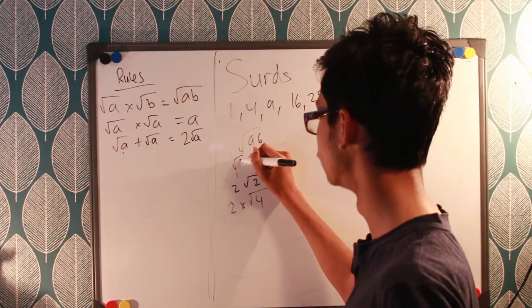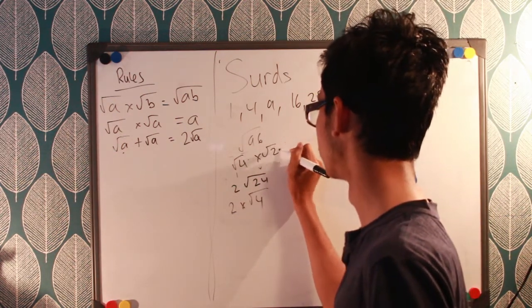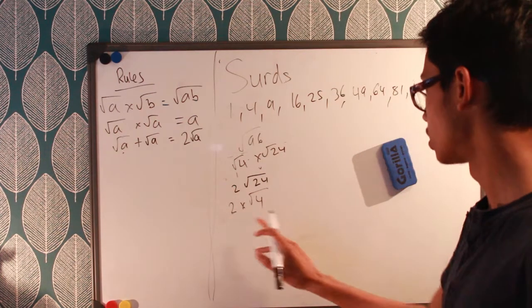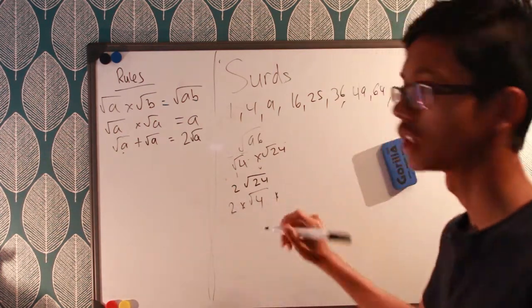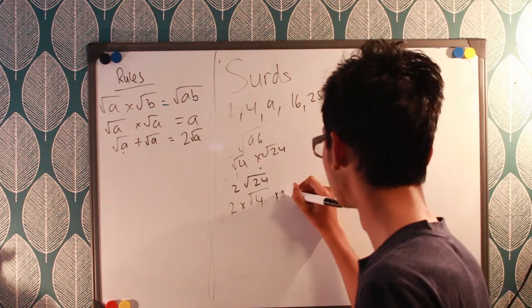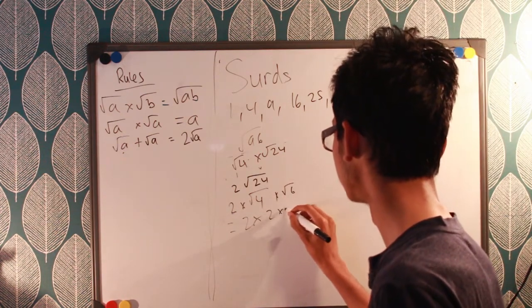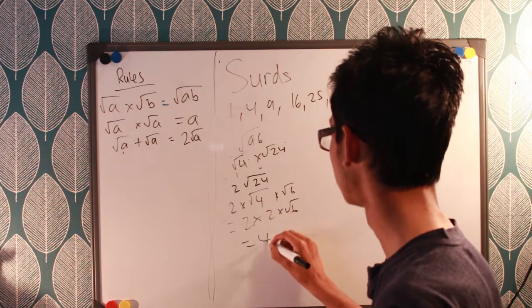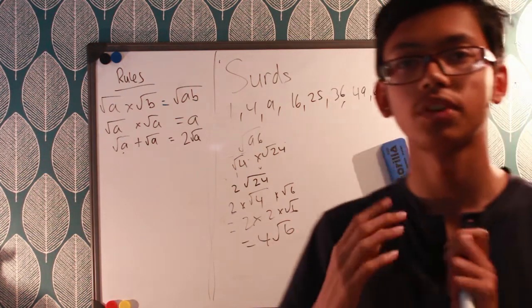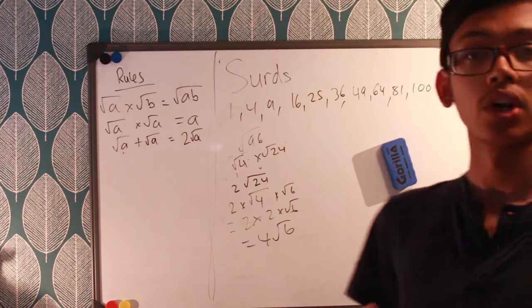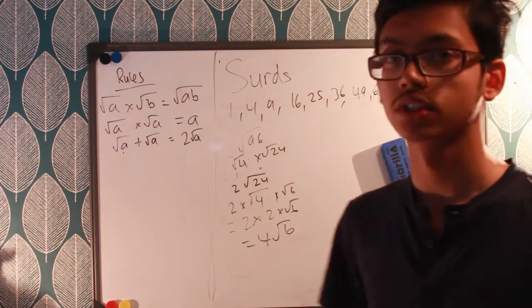This is the same as saying root 4 times root 24. Alright, so root 2 times root 4 times, that is going to be 6, root 6. And that's the same as saying 2 times 2 times root 6. And we'll get the same answer, 4 root 6. Now these are the two methods that you can use. But obviously whatever method you're comfortable with, go with that method.